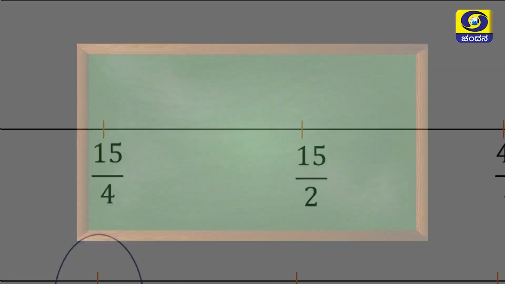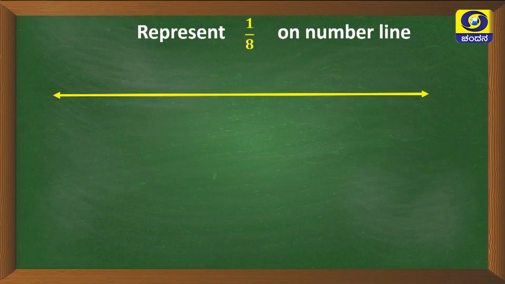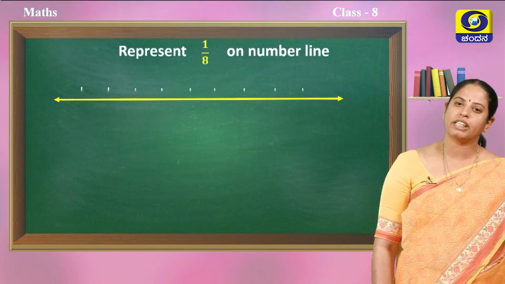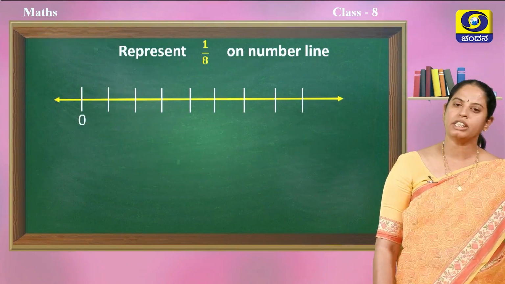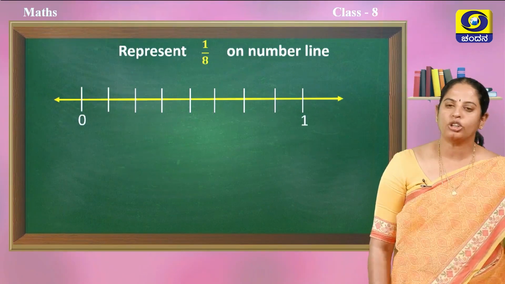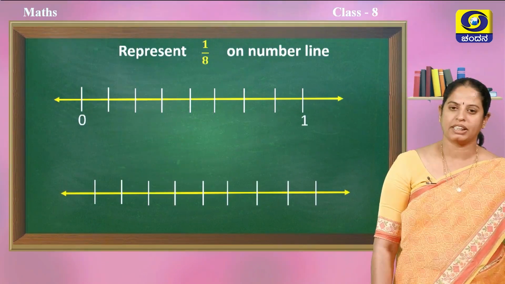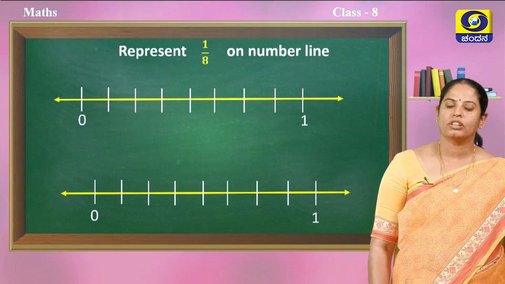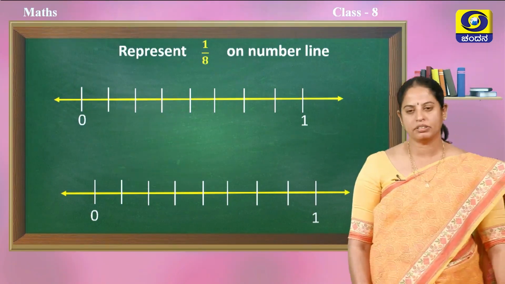Okay. Now, you know how to represent. We will discuss one more example. Represent 1 by 8 on number line. What I am doing? I am dividing 0 to 1 into 8 equal parts. Each part is represented. So, the first part is 1 by 8.